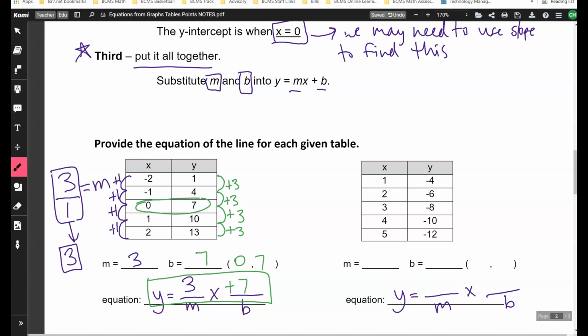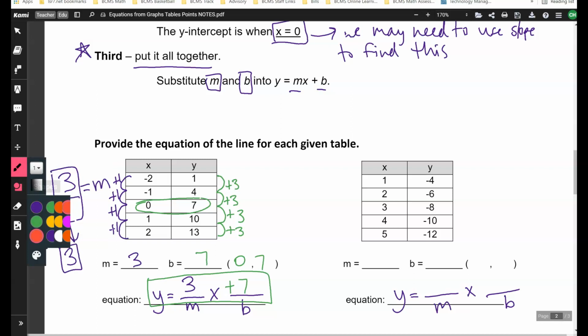I can always go back and check any of these answers, right? So -1 times 3 would be -3, plus 7 would be 4. 0 times 3, if I put a 0 in for x, would be 0, plus 7 is 7, right? And then if I did 1 in for x, 3 times 1 is 3, plus 7 would give me 10. 3 times 2, if x was 2, is 6. 6 plus 7 would give me 13 for my y value. So I know that I've done it right when I check it and go through it.